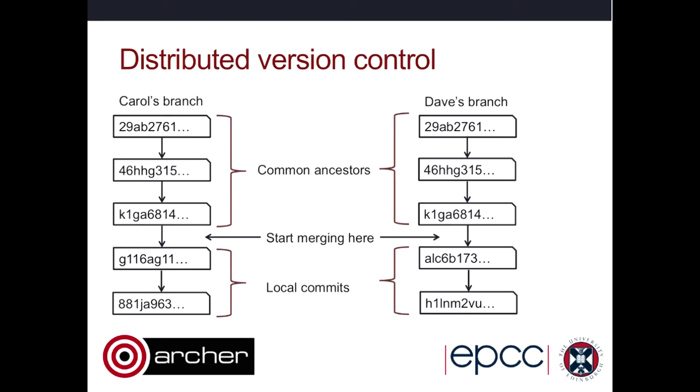So what that allows you to do is, for example, here we see a sequence of commits on Carol's branch and a sequence of commits on Dave's branch. Now these key values that you see here are the first few digits of the 40-digit hash. You see that the first three hashes are the same for Dave and Carol. So clearly these are common ancestors. The latest common ancestor is this one, K1GA6814. So what the version control tool, Git or Mercurial, can do is say, okay, from here I have to start the merge.